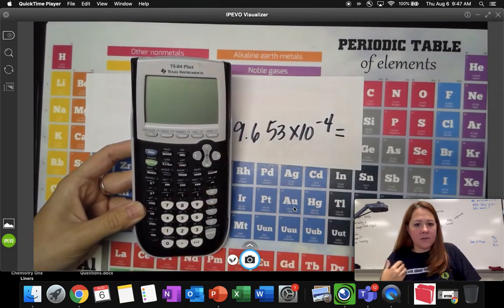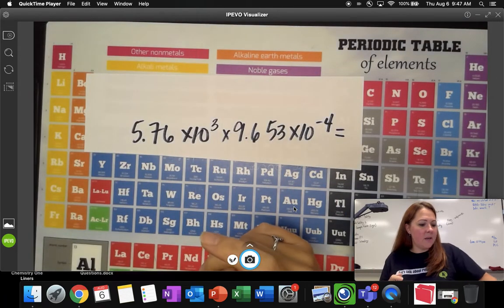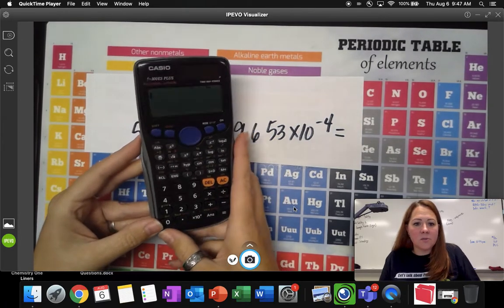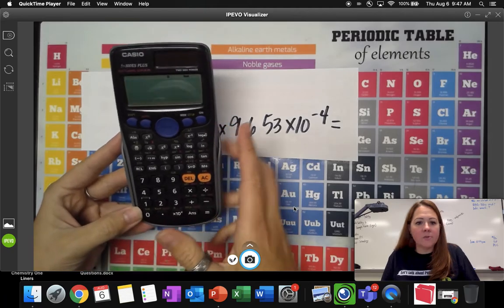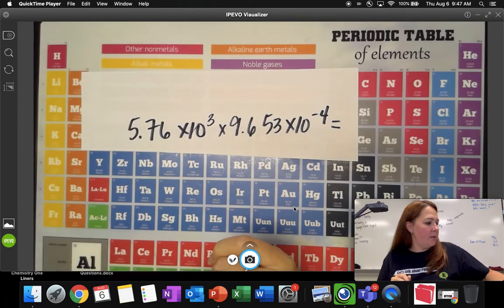I've just got this one. This is my own personal one that I use day to day. Casio also is probably the second most used company for calculators, so I'm going to show you how to use one of these as well.